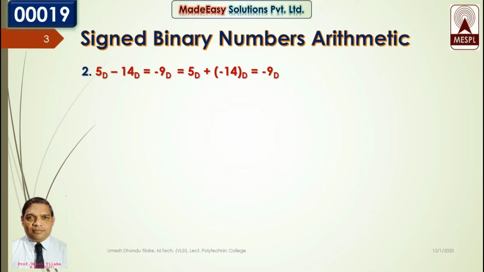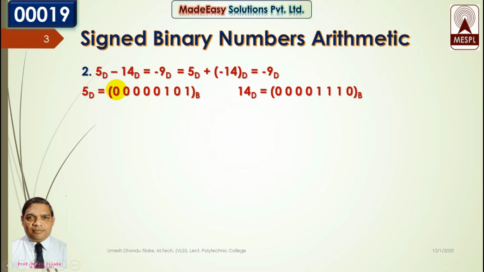First we will write 5 and 14 in binary. Now as we have considered 8-bit binary numbers, we will write 5 and 14 in binary using 8 bits. In these 8 bits, the MSB will be a sign bit and the remaining 7 bits will represent the magnitude of these numbers. So 5 decimal will be 0 0 0 0 0 1 0 1 in binary, and 14 decimal is equal to 0 0 0 0 1 1 1 0 in binary. This MSB indicates that 5 is positive. This MSB indicates that 14 is positive.